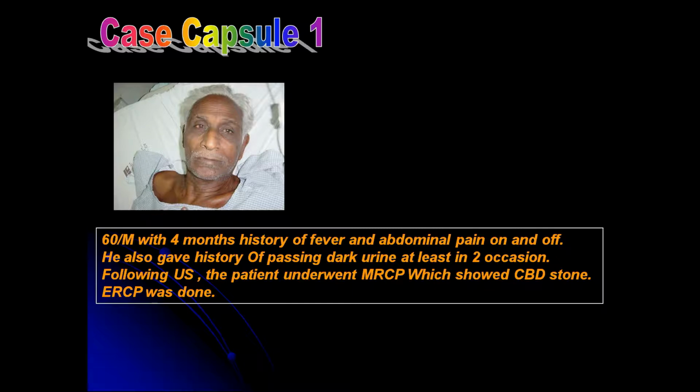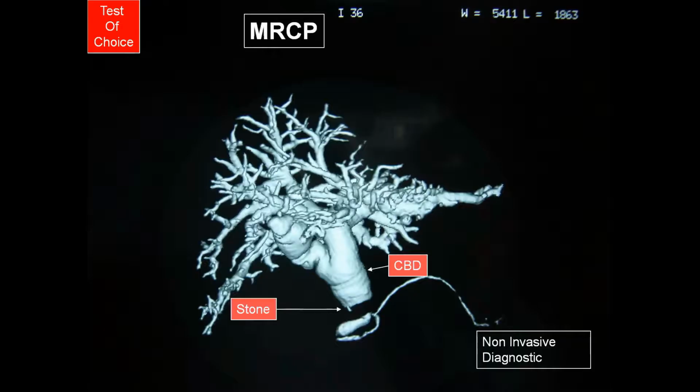Following ultrasound, this patient underwent MRCP, which showed a large CBD stone. As you can see in the next slide, MRCP, which usually is the test of choice for a suspected bile duct stone. Here in this patient, he had a hugely dilated bile duct and intrahepatic biliary radicles with a large impacted stone in the lower end. You can also see the pancreatic duct. So the MRCP is a very good, sensitive, non-invasive diagnostic modality to diagnose bile duct stone.